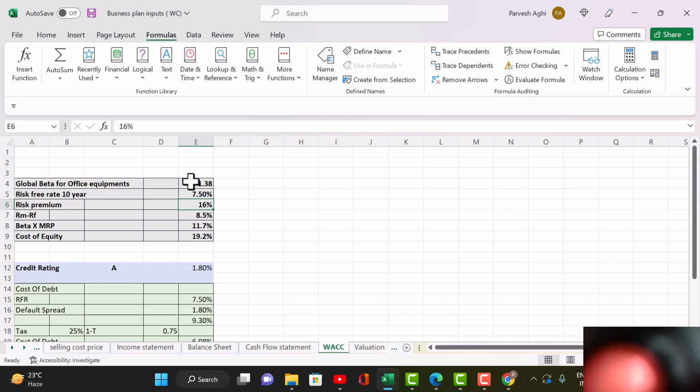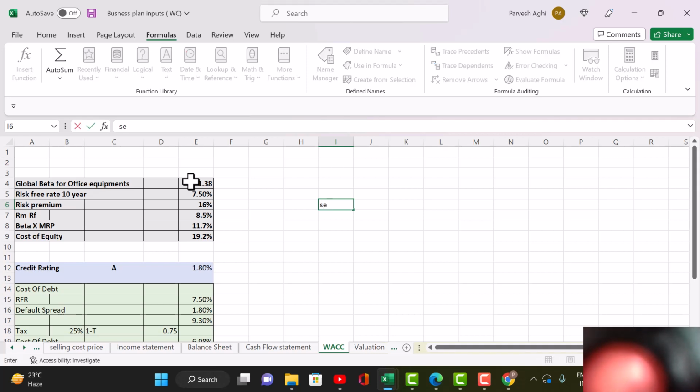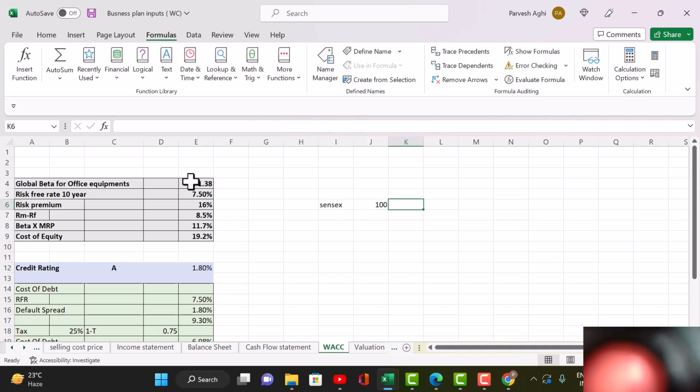Of course, these are very simple calculations. So there are other methods also for doing it. What is the risk premium? What is risk premium according to you? What is RM, first of all? This is basically the market rate, market return. So how do we calculate the market return? So let's take Sensex. Fine. Sensex was 100.